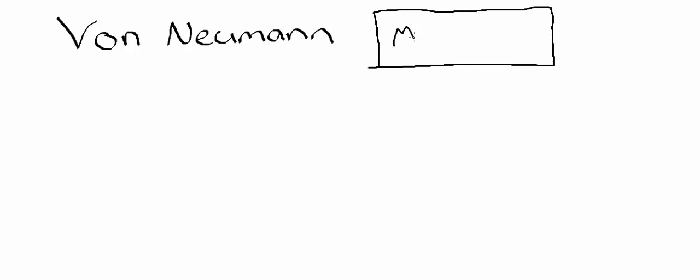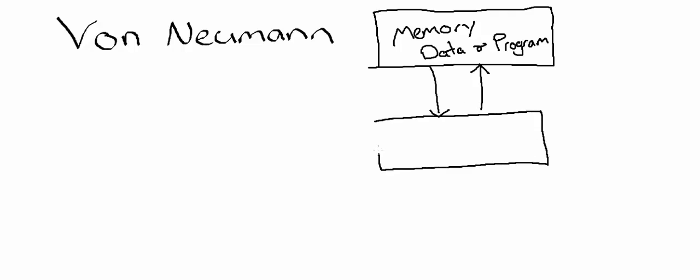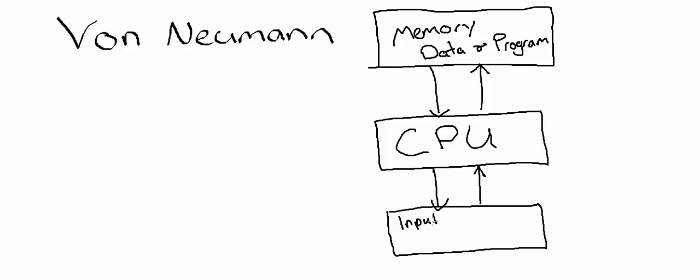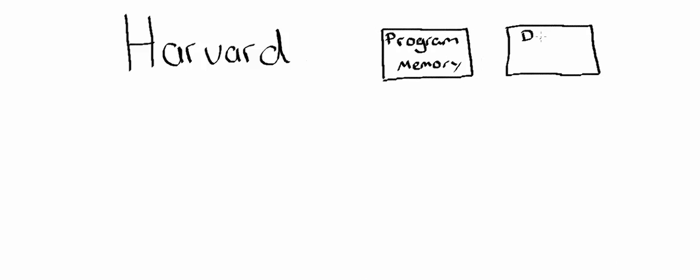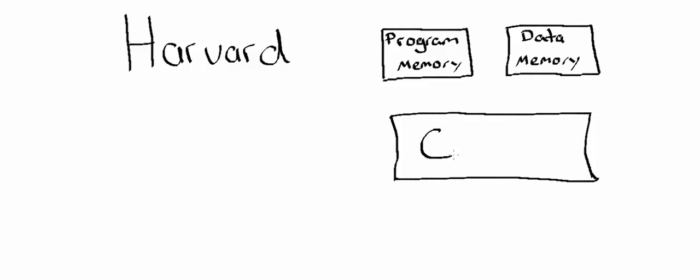There are two main CPU architectures that you need to be aware of. The first one is von Neumann. This has both the program memory and the data memory all stored in the same place, and it's accessed via one bus. The Harvard method, on the other hand, uses two buses because the program memory and the data memory are both stored in separate places.